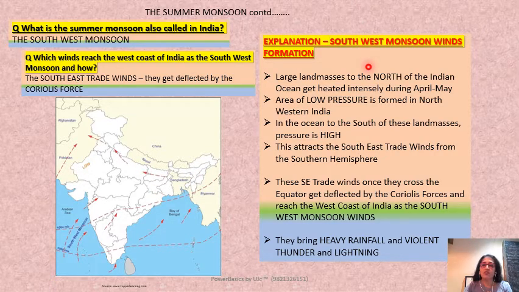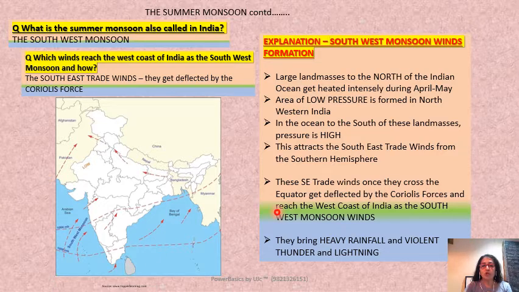Let us look at the explanation of the southwest monsoon winds. How do they form? Large land masses to the north of the Indian Ocean get heated intensely during the summer months of April-May. Indian Ocean is here. These land masses get heated up. An area of low pressure is formed in northwestern India, here. Can you see low? Low pressure is formed. Thar Desert is here. In the ocean, to the south of these land masses, pressure is high. This attracts the southeast trade winds from the southern hemisphere.